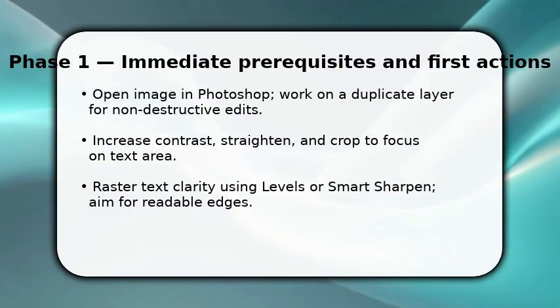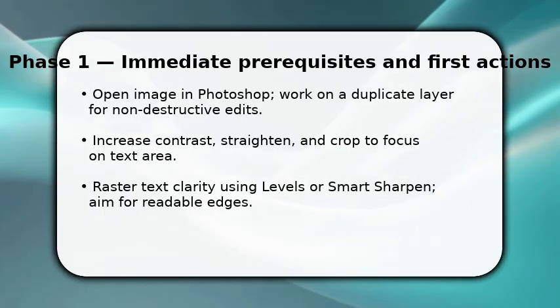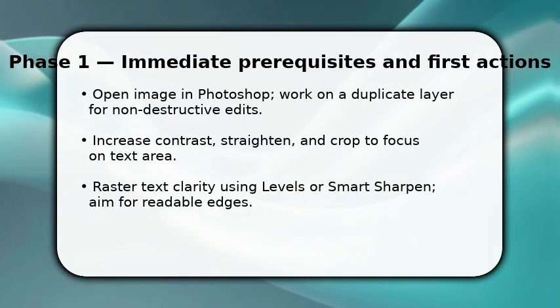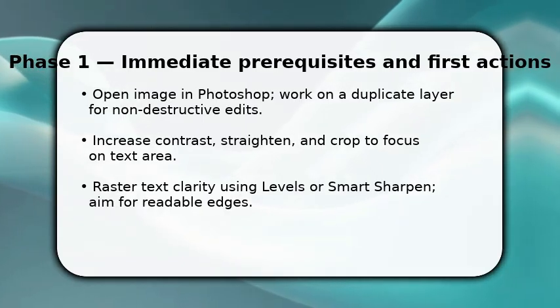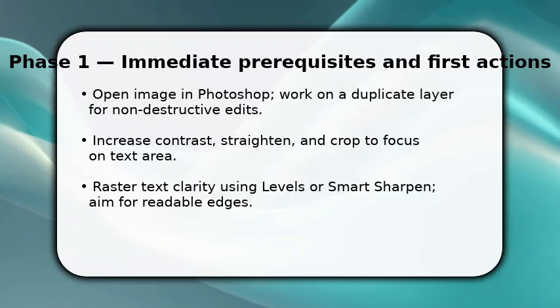You start by opening the image and creating a duplicate layer so you don't alter the original. Increase contrast and straighten the text region to improve edge definition. This helps optical character recognition tools read characters.